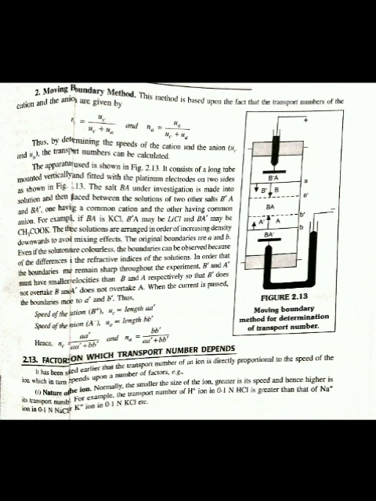Next, heading 2.13, factors on which transport number depends. It has been seen earlier that the transport number of an ion is directly proportional to the speed of the ion, which in turn depends upon a number of factors. For example, first, nature of the ion. Normally, the smaller the size of the ion, the greater is the speed and hence higher is its transport number. For example, the transport number of H positive ion in 0.1 N HCl is greater than that of Na positive ion in 0.1 N NaCl or K positive ion in 0.1 N KCl, etc.